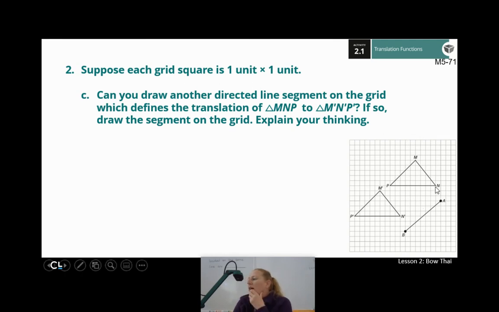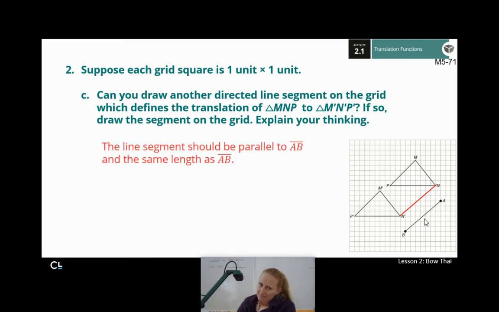So I went ahead and I was like, well, the easiest is to go from N to N prime, and I just made a line segment. Boom. There it is. There's another directed line segment. It should be parallel to the original and the same length as the original. But I could put this anywhere on my grid as long as it's parallel to the original and it's the same length as the original. That's all that matters.